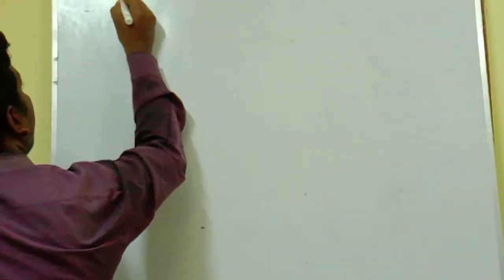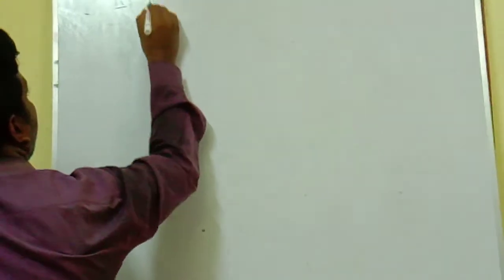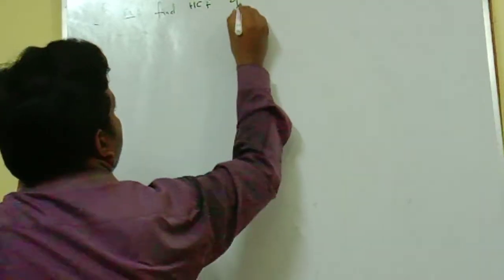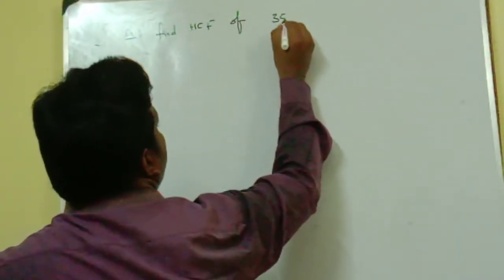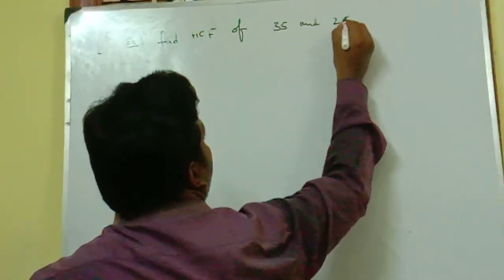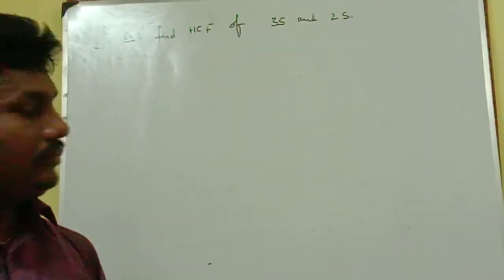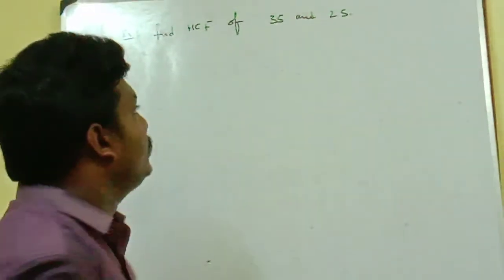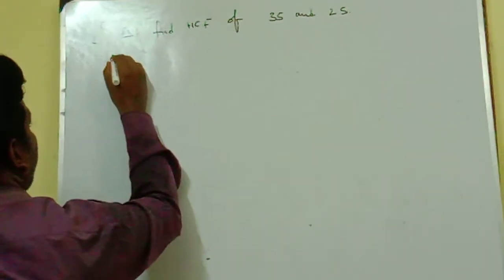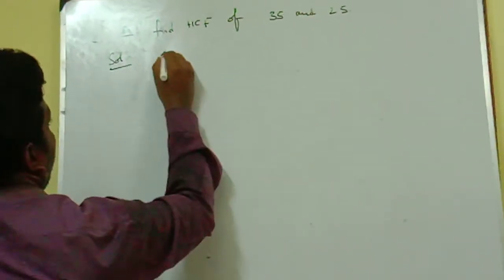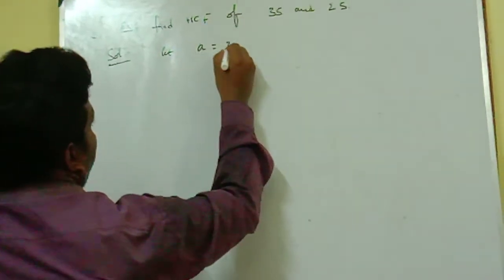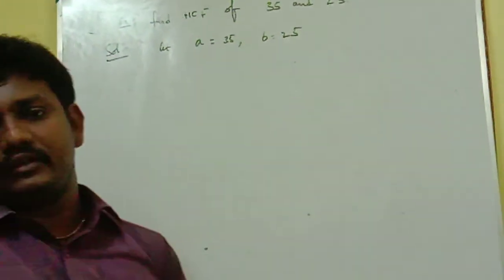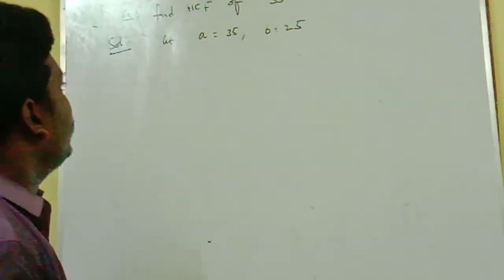Example: find the HCF of 35 and 25. How to find the HCF of 35 and 25? In these two numbers, 35 is greater than 25. That's why we consider this order. Solution: let a equal 35 and b equal 25 to find the HCF.